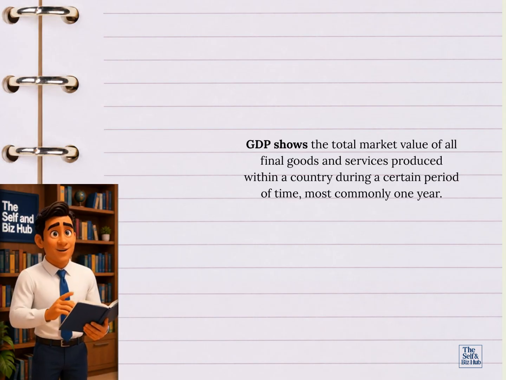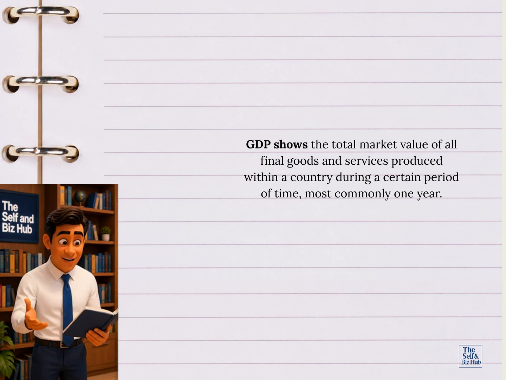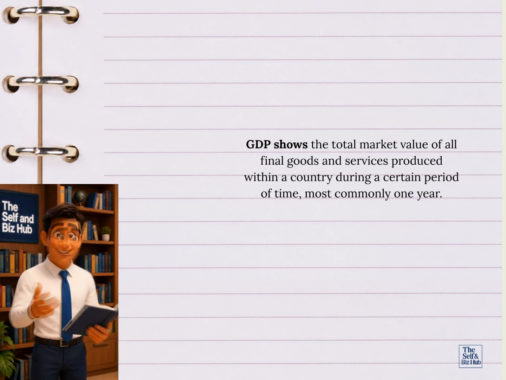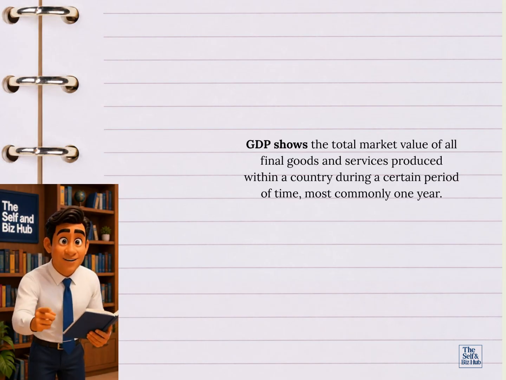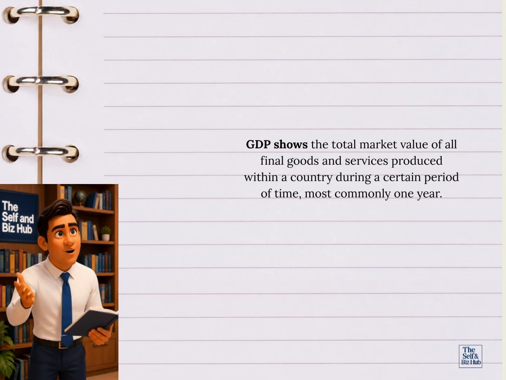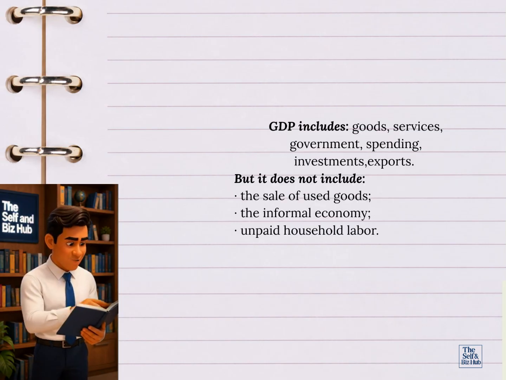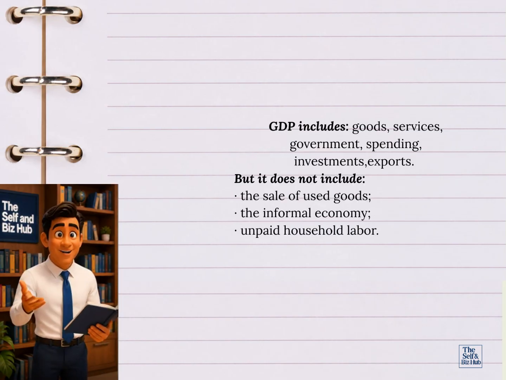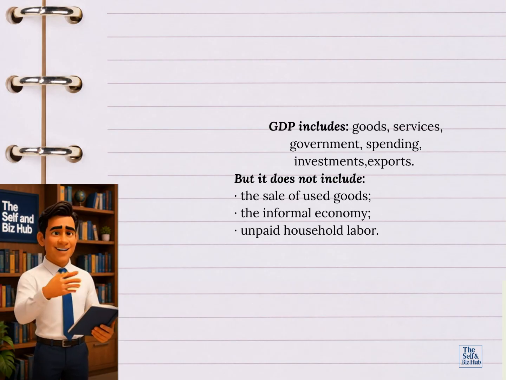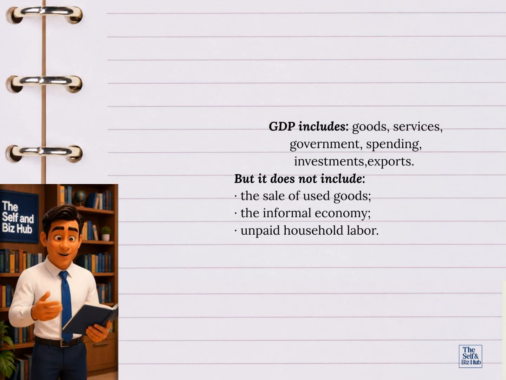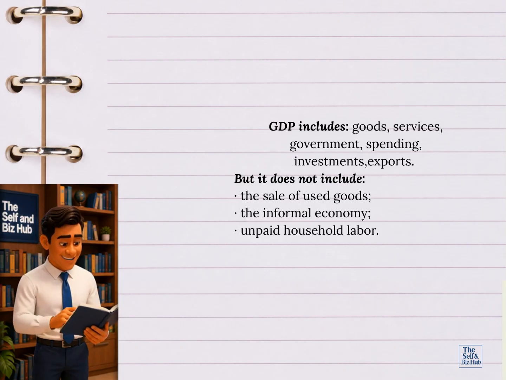The key word here is final. For example, if a company produces steel and then a car manufacturer uses that steel to build a car, GDP only includes the value of the finished car. This is done to avoid double counting. GDP includes goods, services, government spending, investments, exports. But it does not include the sale of used goods, the informal economy, unpaid household labor.